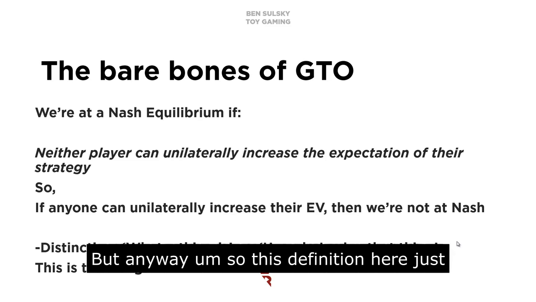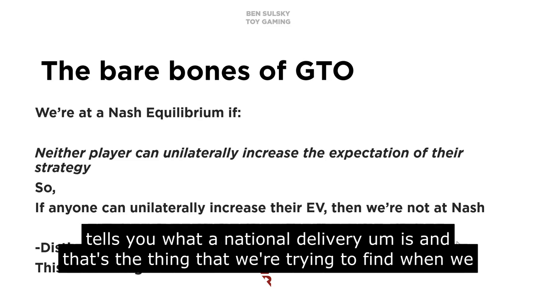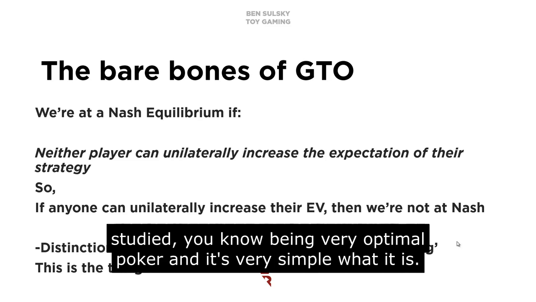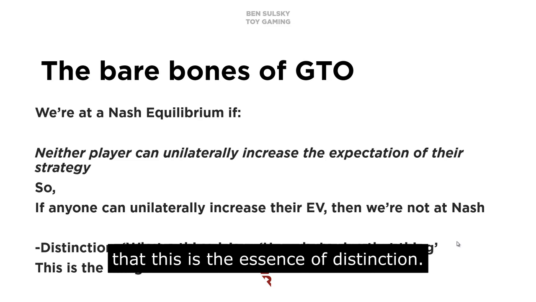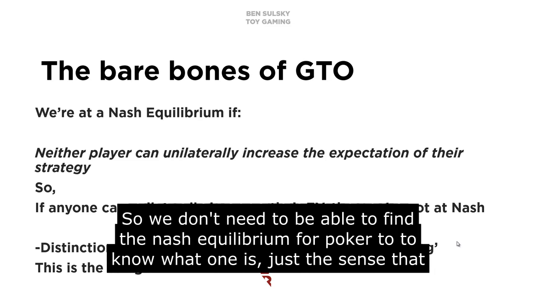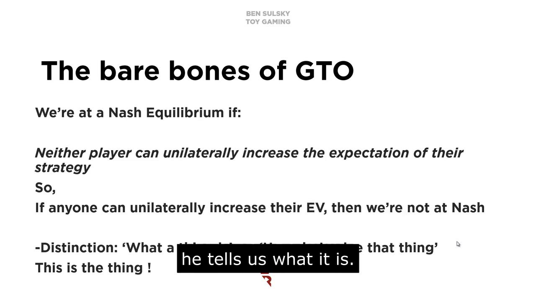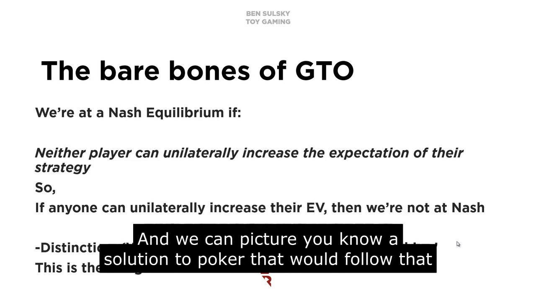But anyway, this definition here just tells you what a Nash equilibrium is, and that's the thing that we're trying to find when we study game theory optimal poker. And it's very simple what it is. We can define it very easily without actually being able to point at a single Nash equilibrium. This is the essence of the distinction. So we don't need to be able to find the Nash equilibrium for poker to know what one is. Just the sentence already tells us what it is. And we can picture a solution to poker that would follow that condition.